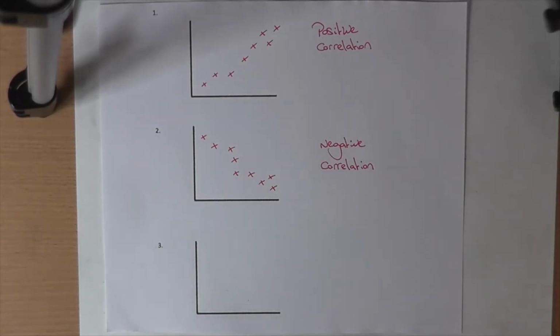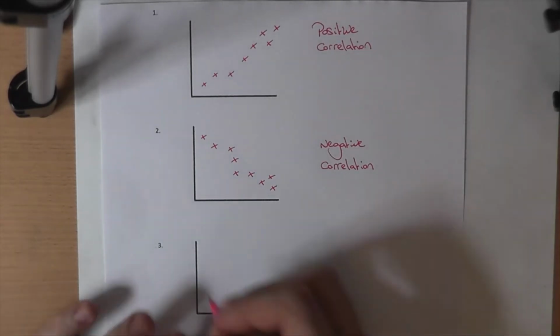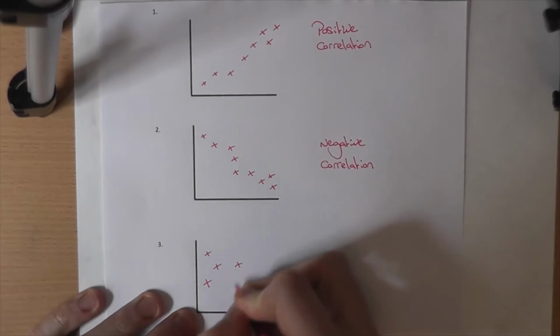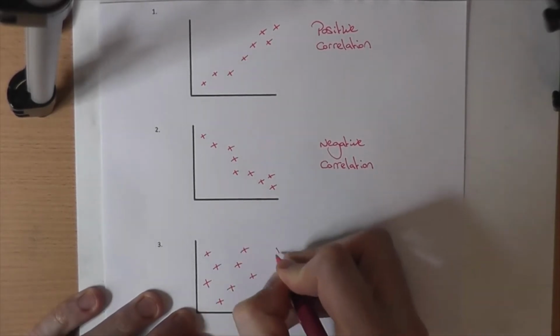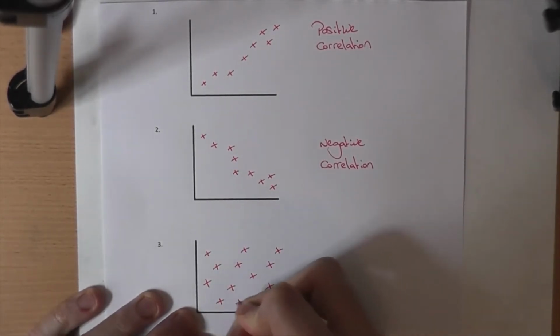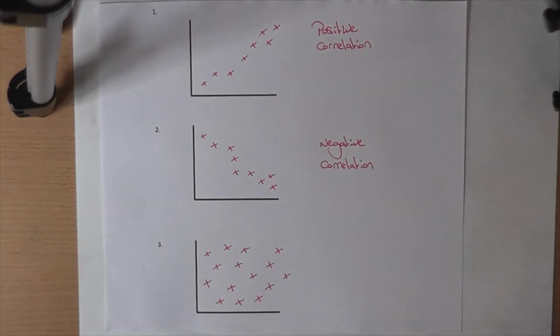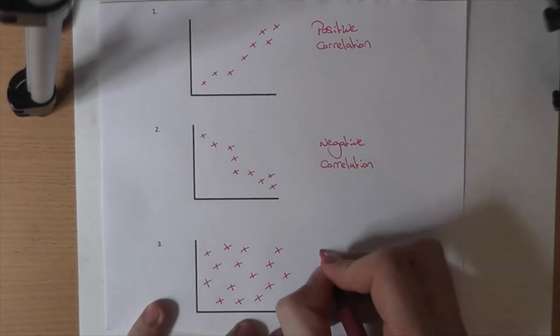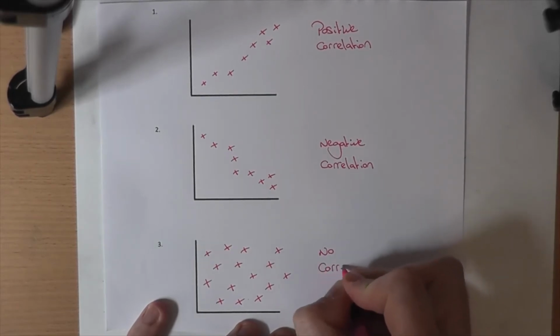The third relationship, the third link, well, actually it's a bit of a cheat. It's something that would look a little bit like this. Very scattered, crosses all over the place. No particularly obvious positive trend, no particularly obvious negative trend. In fact, this is for data where there isn't a link at all. This scatter graph is showing us no correlation.